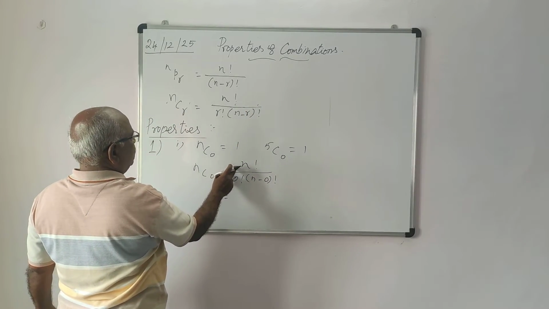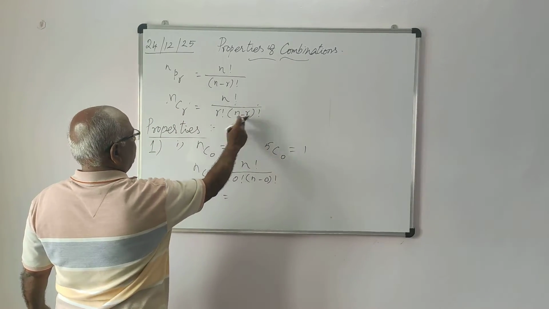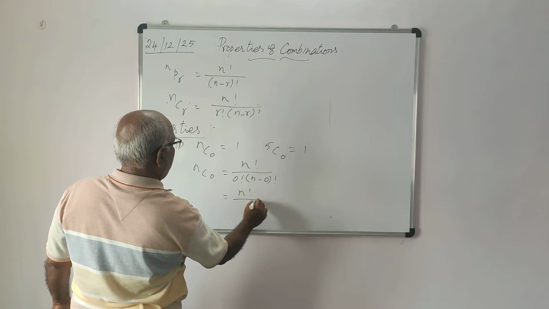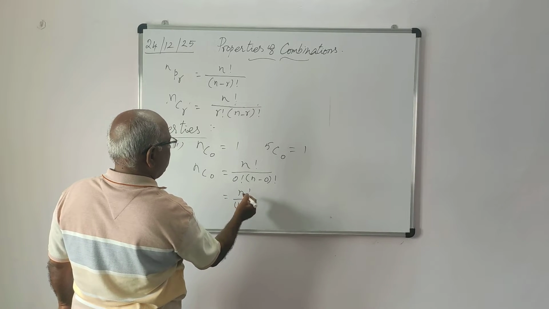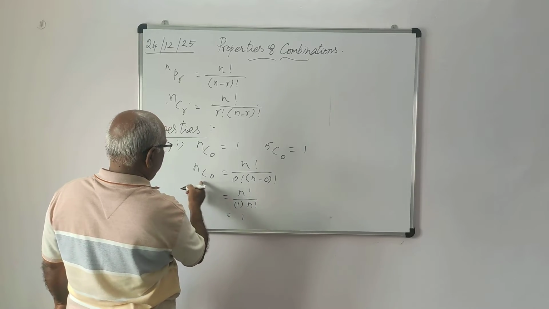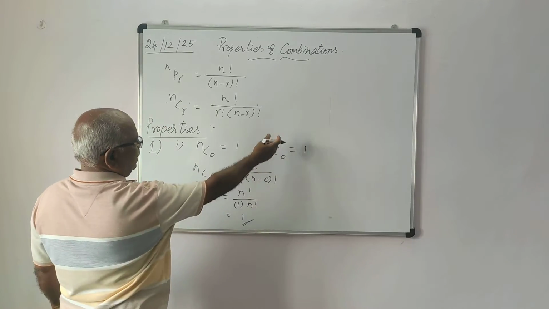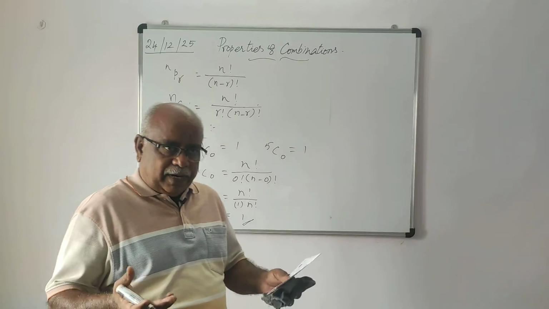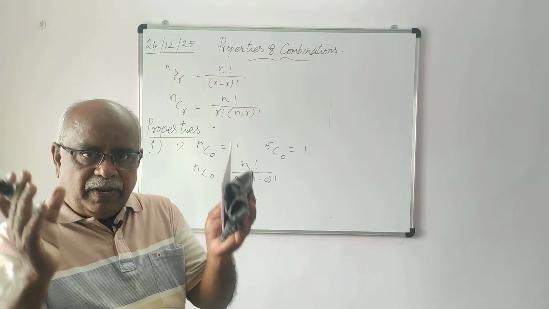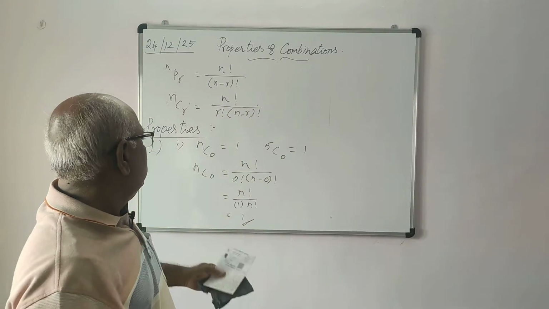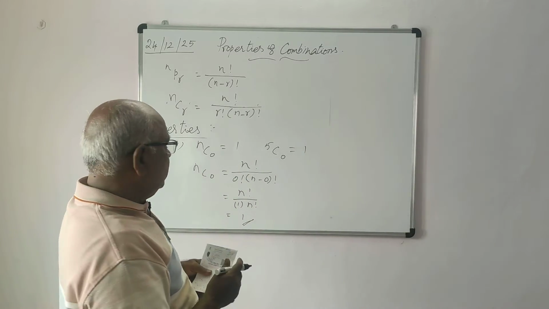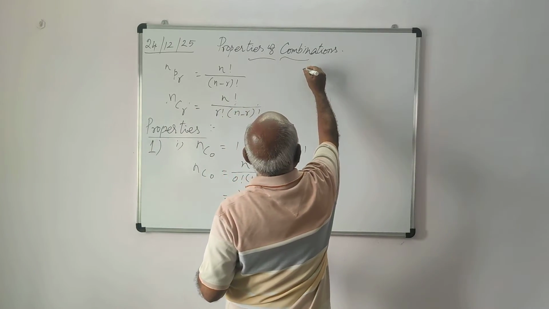So nC0 is n factorial by 0 factorial into (n minus 0) factorial. n minus 0 is n. 0 factorial is 1, so n factorial by n factorial is 1. So nC0 is 1. For example, if you have 5 chocolates and we are not taking any from them, they are considered as one group. So from the results also we can derive this property.